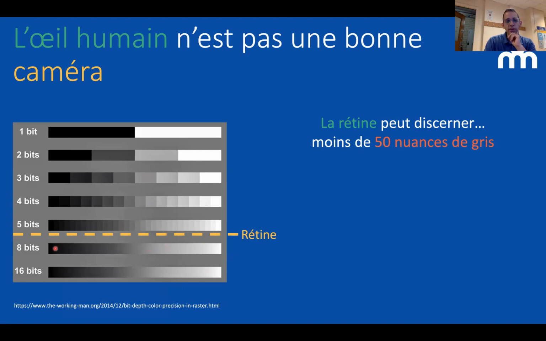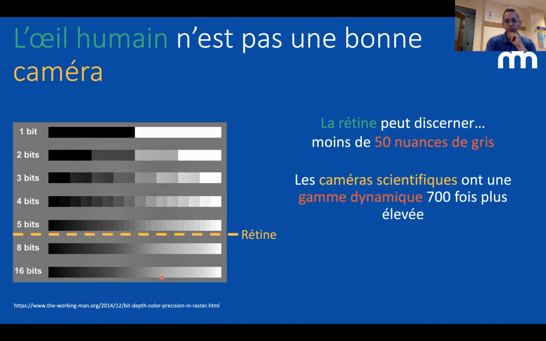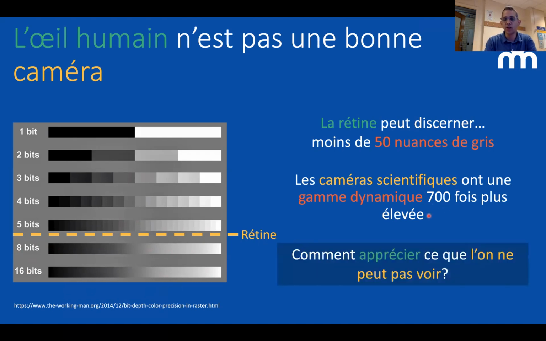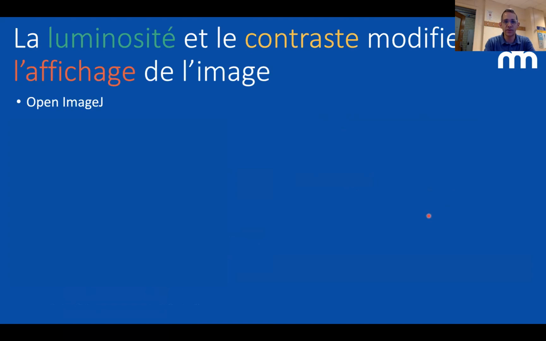But I told you that in microscopy, we use at least 8 bits and even more. So the question comes when you know that some scientific cameras can have 700 times more than 50 levels of gray. So how do you appreciate something you can't actually see? Well, this is where a bit of processing and displaying comes in.